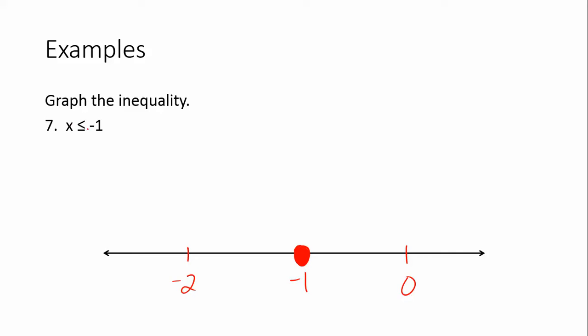And now we're talking about all the numbers less than or equal to that, so we want to shade to the left. The numbers in this direction are less than -1. Again, because the variable is on the left, you can look at the inequality symbol and treat it like an arrowhead. It looks like it's pointing to the left, so we shaded to the left.